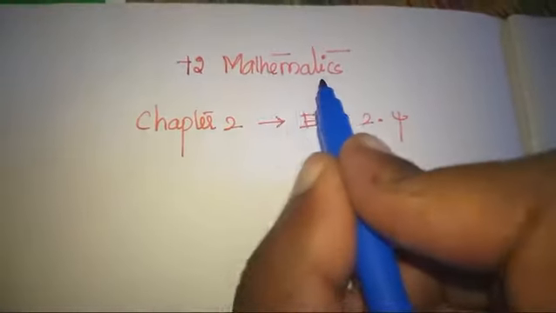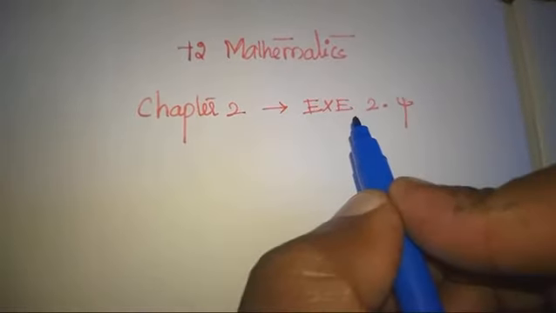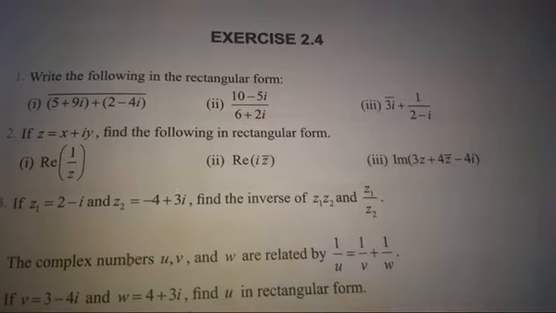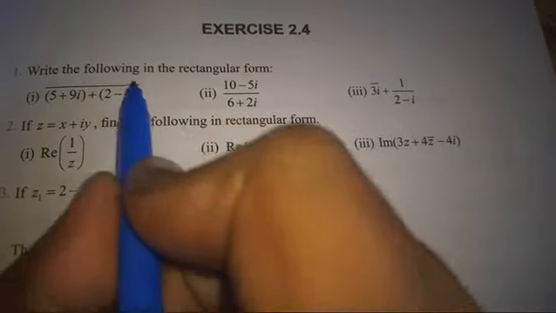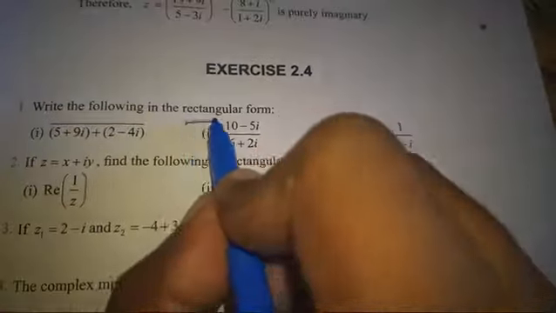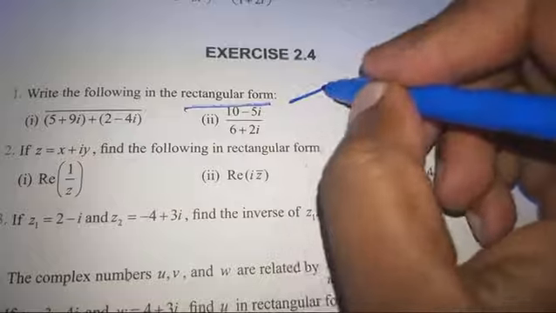Now I will teach about plus 2 mathematics, chapter number 2, exercise 2.4. Question number 1. Write the following in the rectangular form. So already I told, what is the form of rectangular?